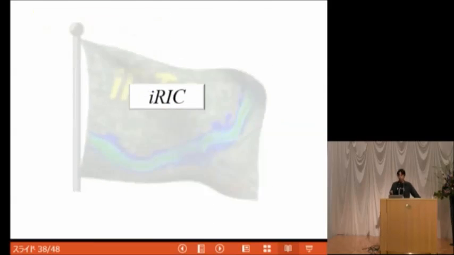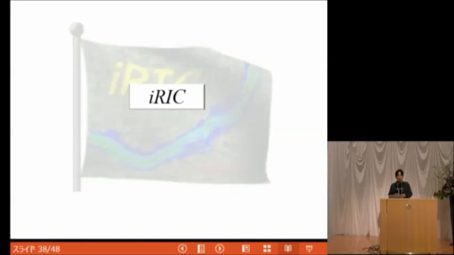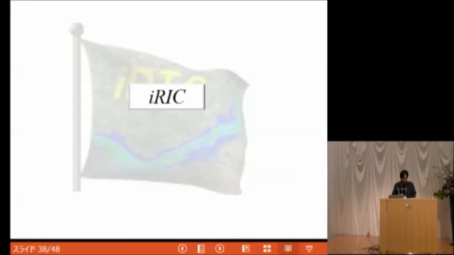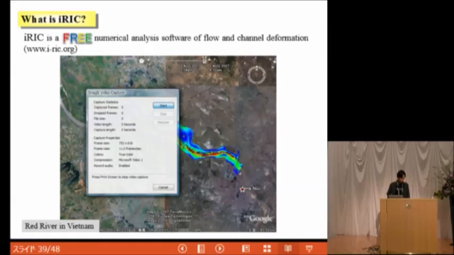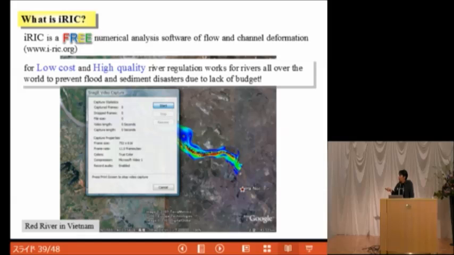Okay, at the end of my presentation, let me introduce iRIC. Our research group is making iRIC. It's free numerical analysis software of flow and channel deformation for low cost and high quality river regulation works for rivers all over the world, to prevent flood and sediment disasters and to preserve the ecosystem in rivers, due to the lack of budget.